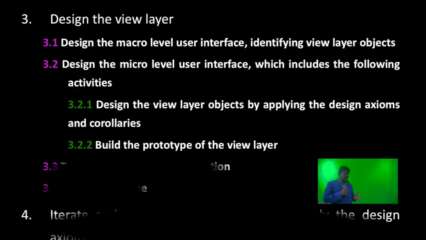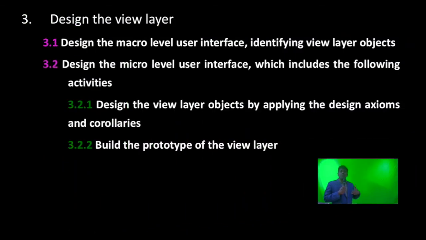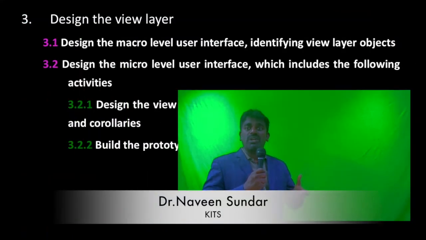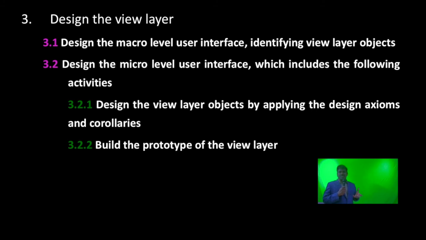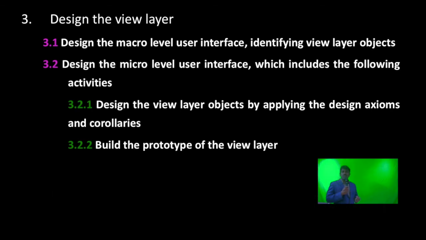But at the micro level, the user interface, as we discussed already, is about how we are going to apply the axioms and corollaries, and how we are going to develop the view layer, and also how we have to develop the prototype. That means how we are going to create the working module, the model to explain the complete module of the view layer. So that is the view layer process in micro and macro development user interface.